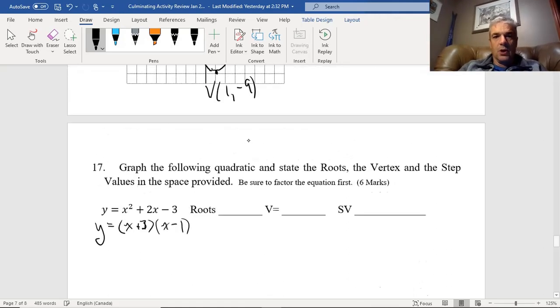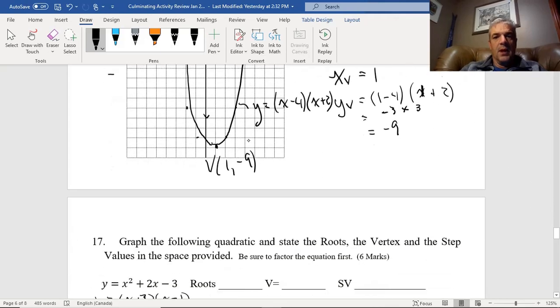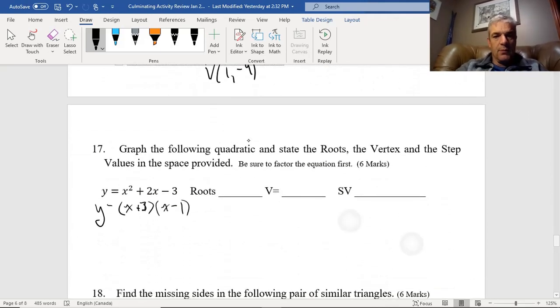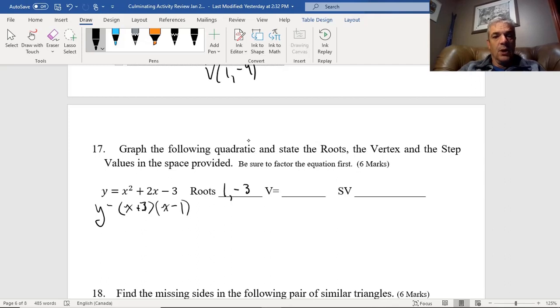And this starts to look a lot like this question up here. Okay. So now I can get my roots. My roots will be positive 1 and minus 3. Halfway between positive 1 and minus 3, we'll add them together. What's 1 plus minus 3? That's minus 2. Divide by 2 is minus 1. So the x value of the vertex is minus 1.